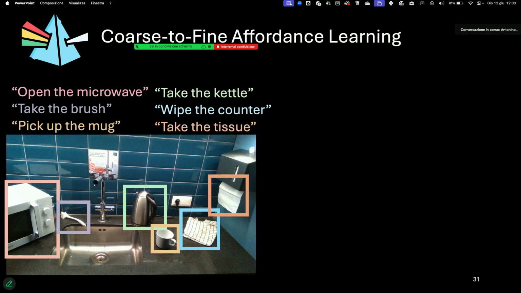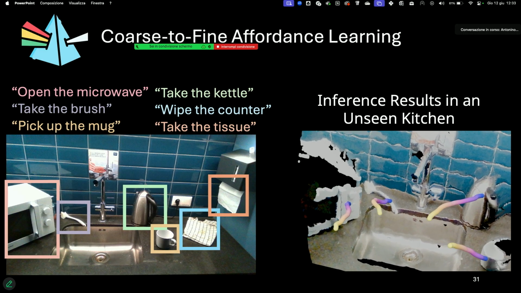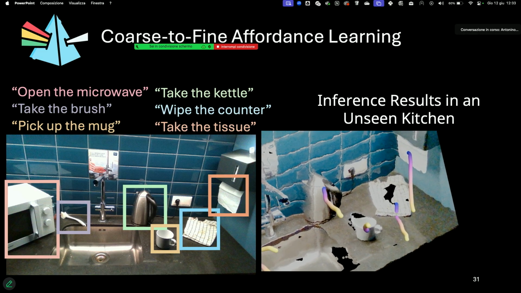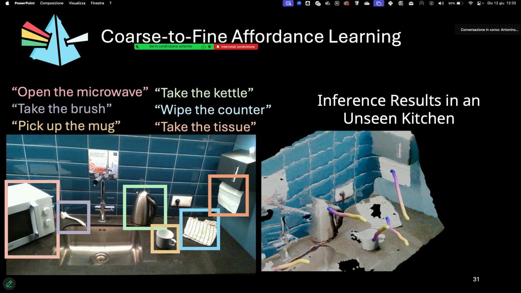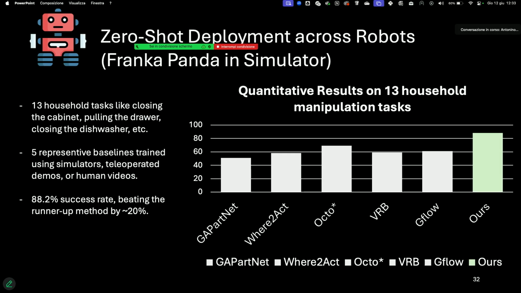Our model can also be applied to different objects with different instructions to infer the interaction plan, like open the microwave, take the kettle, wipe the counter, or take the tissue. To validate the effectiveness of our framework, we also benchmark against several baselines. We can see that our method achieves the best performance with a success rate of 88.2% and surpasses the runner-up method by nearly 20%.